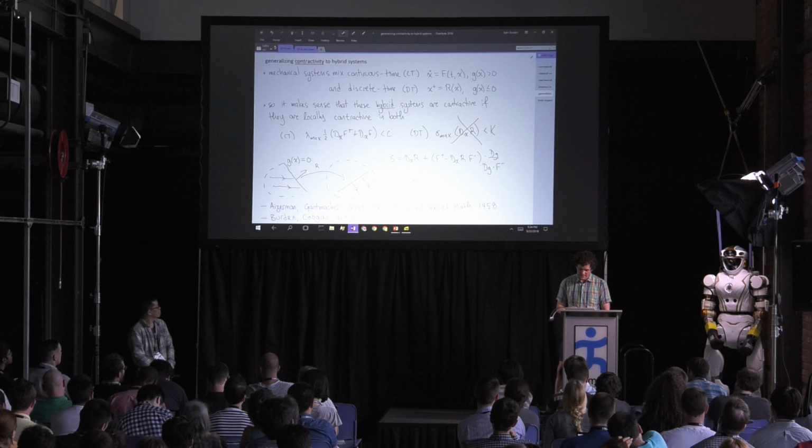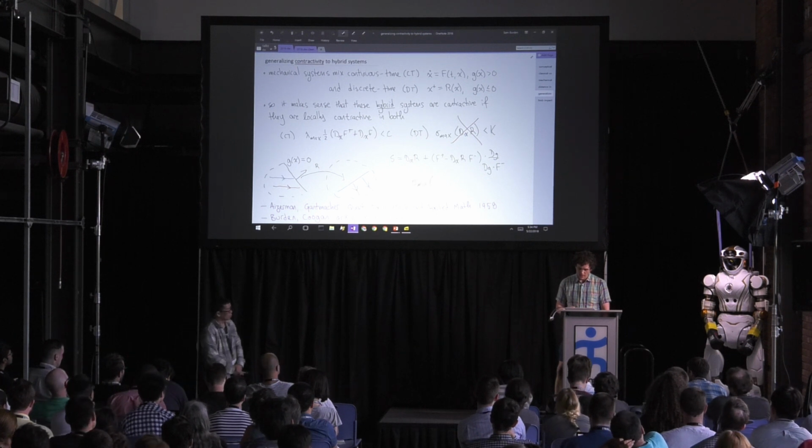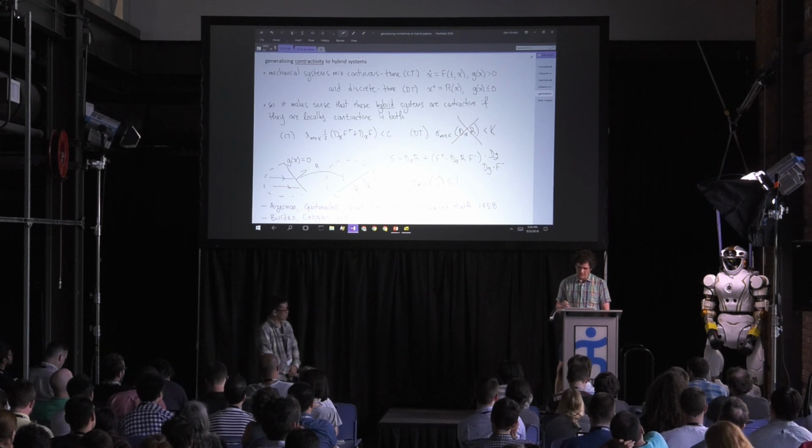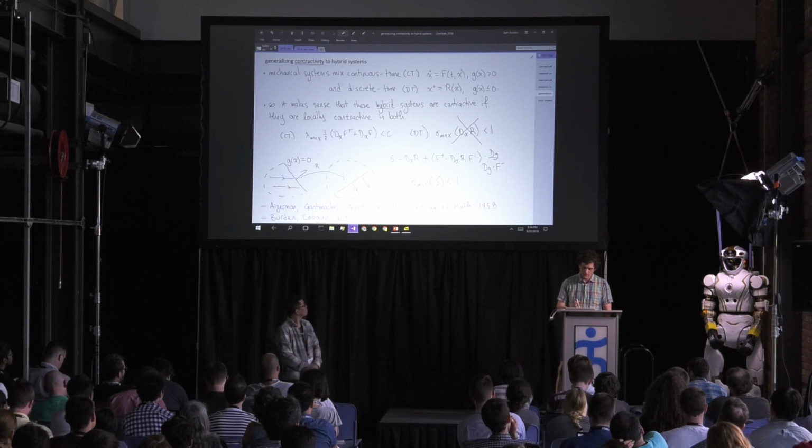And then the condition that I want is that the singular values of this thing are, if I want stability, then I want this less than 1. I want these less than 0.